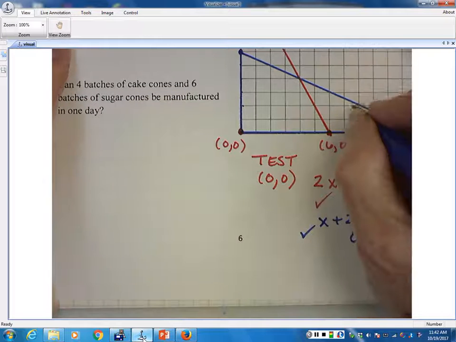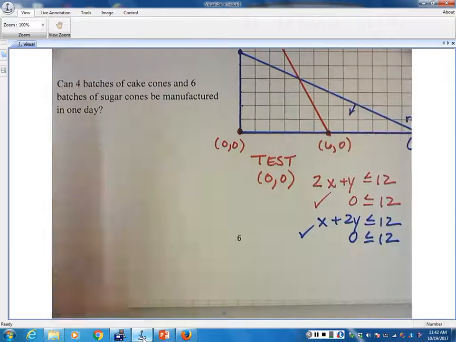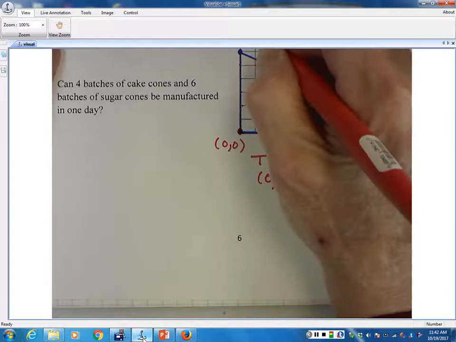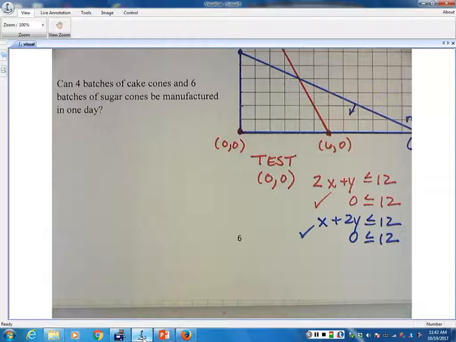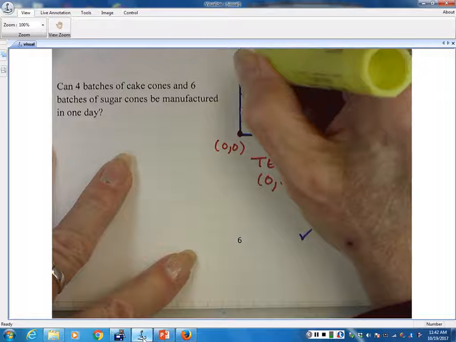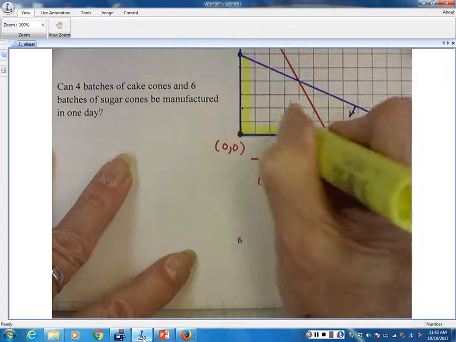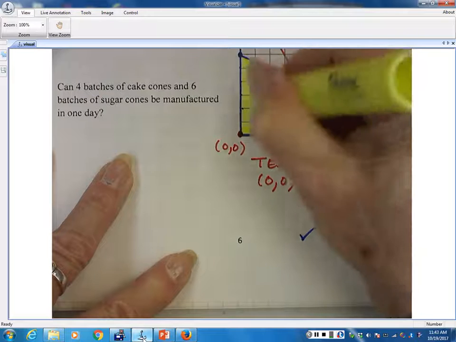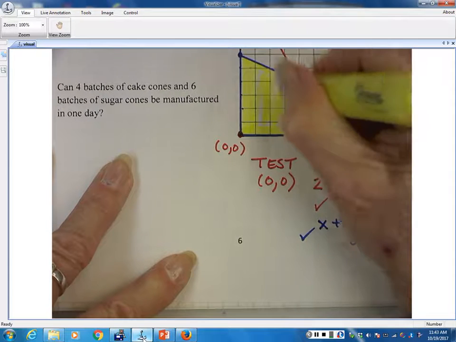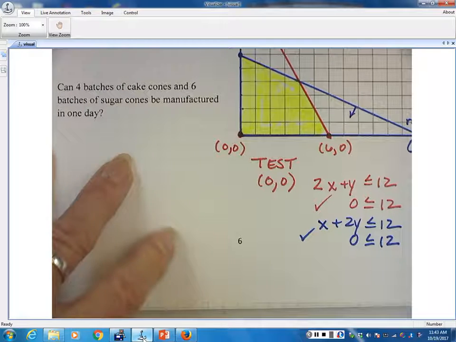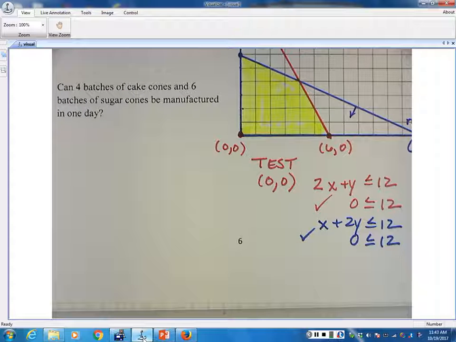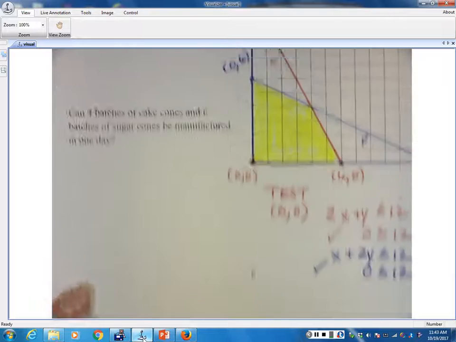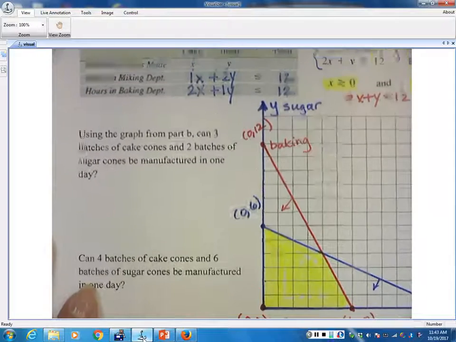So that means I'm going to go below the blue line, but I'm also going to go below the red line. And then what that will have in common is that little odd-shaped corner down in here. So this is my feasible region. So there's the solution to my system of inequalities.